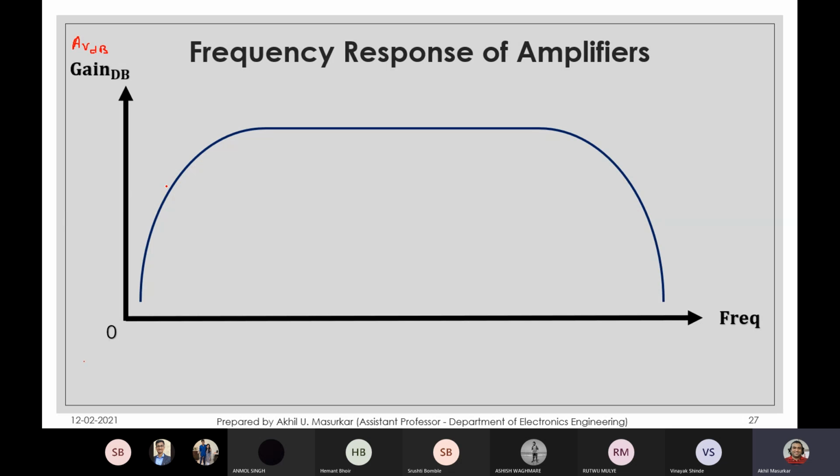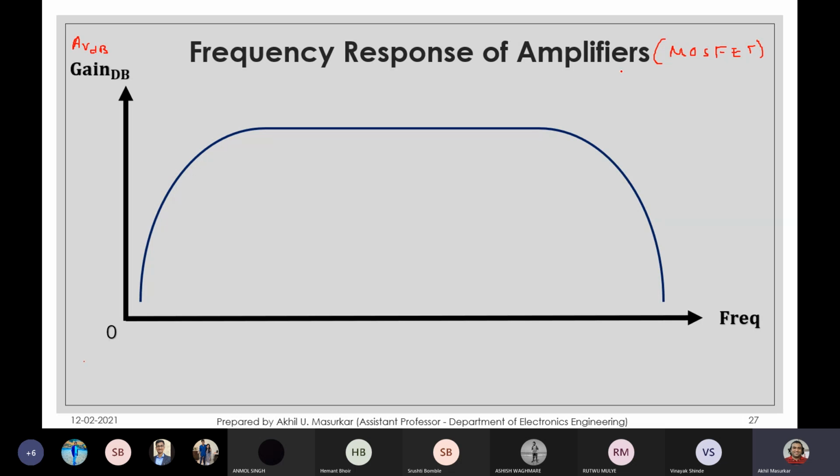Please use one entire page to draw this curve, because I am going to show many things inside this same curve, so please draw it properly. This curve is something that you will get back to just in case you go a little bit off track. So this is the frequency response of any amplifier.